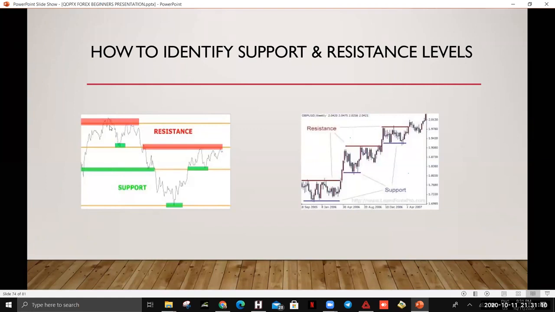Let's look at this resistance here. This one was a resistance. It couldn't break through. It came down here, tested this one, broke through this resistance again. This used to be a support. It broke through and it became a resistance. It came down here and you see what's happening. I'll teach you how to spot this in the market when you're doing a live chart.